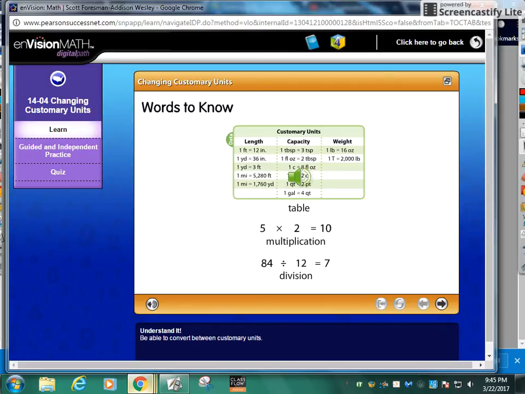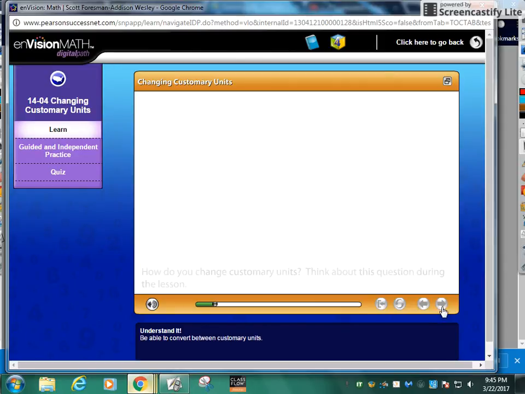And weight is the easiest. You have 1 pound, has 16 ounces, and at 1 ton, there's 2,000 pounds.